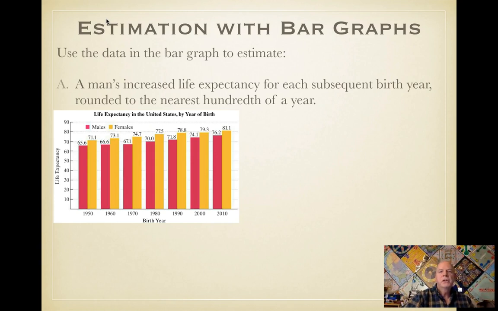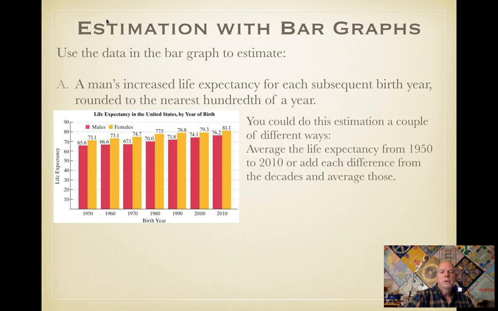But the question is, find a man's increased life expectancy for each subsequent birth year, rounded to the nearest hundredth of a year. Well, let's look at that. You could do this a couple different ways, but there's the average life expectancy from 1950 to 2010, and you could take that and average it each time, or we could add the difference from the decades and average those. And that actually is probably a better calculation to make.